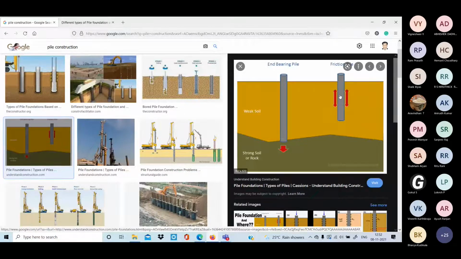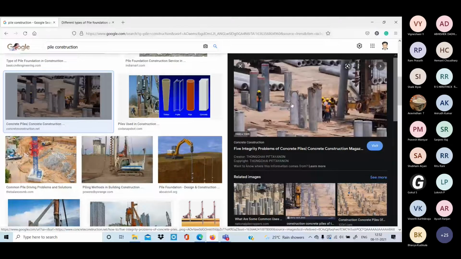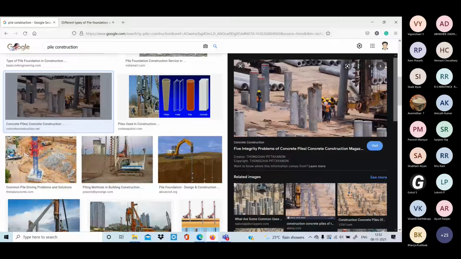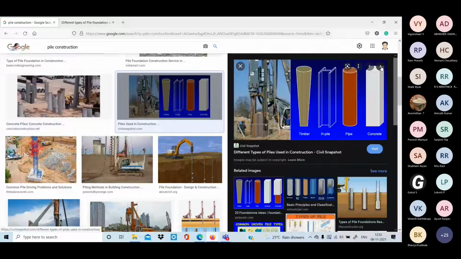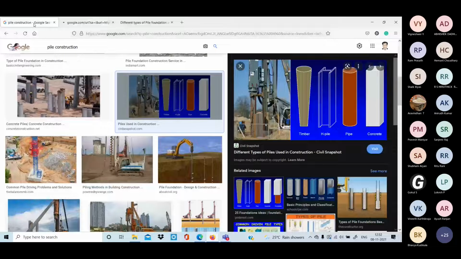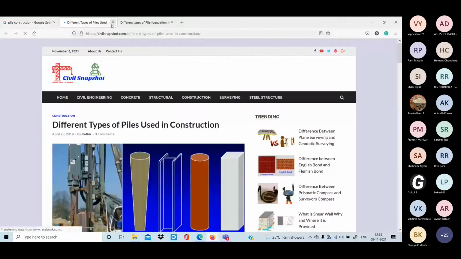Let me show some of the photos. These are the precast piles. Very interesting actually, pile foundations. Yeah, these are different types of piles. Here, this is the timber pile. How does it look? H pile, this is the steel pile. This is the concrete pile, and so on. Look at the timber we have used, and this is the steel pile, the H pile you were able to see.